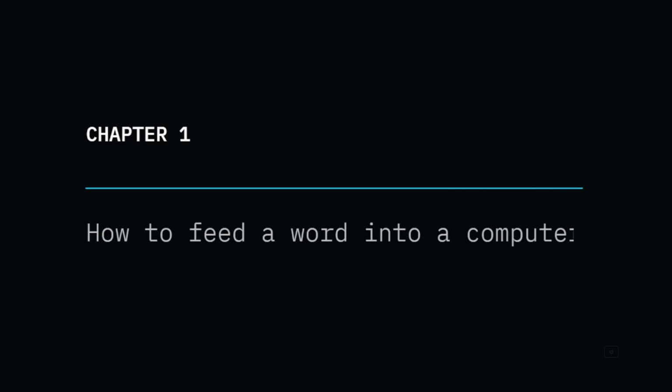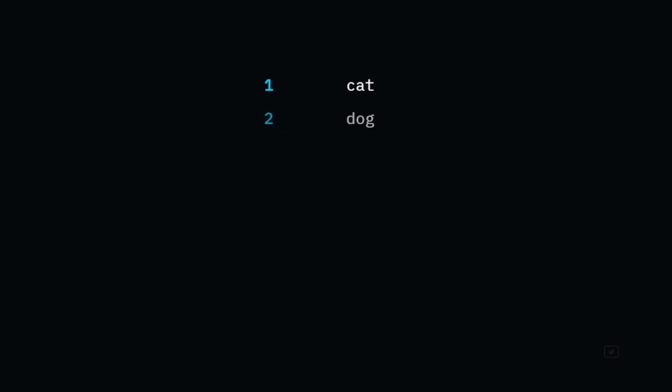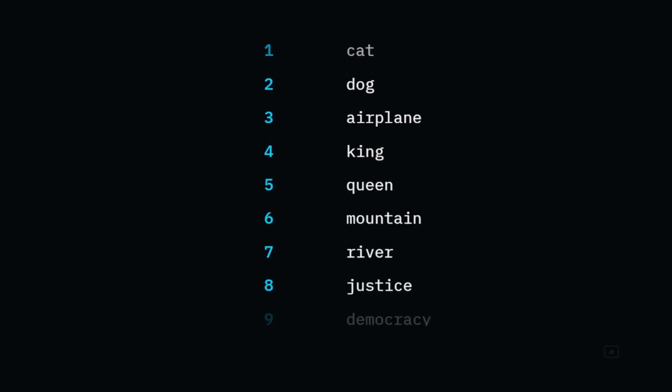Start with a simple question. How do you feed a word into a computer? Computers speak numbers, not language. So at some point, every word has to become a number. The obvious solution, make a list. Cat is 1. Dog is 2. Airplane is 3. King is 4. Queen is 5. Clean and simple, and completely useless.